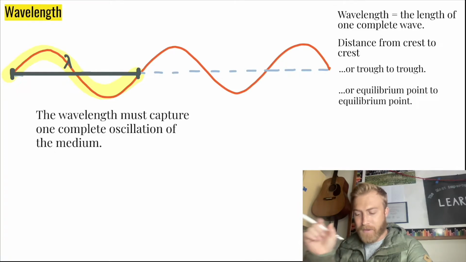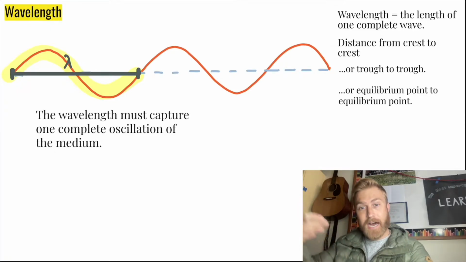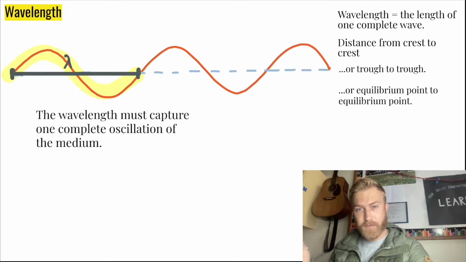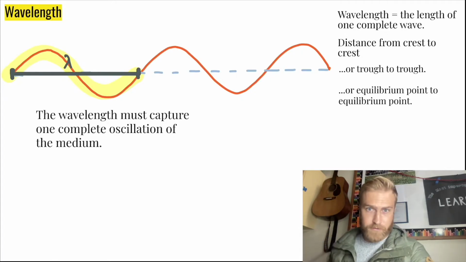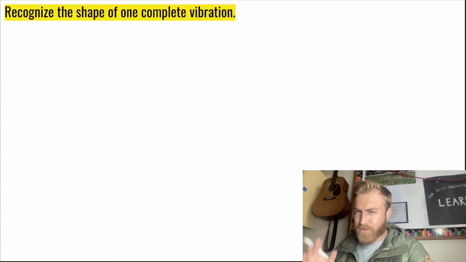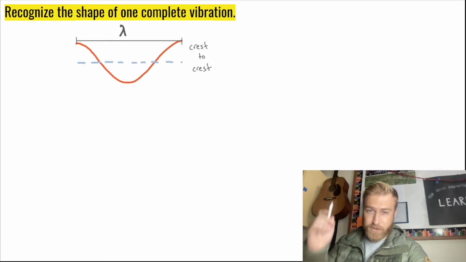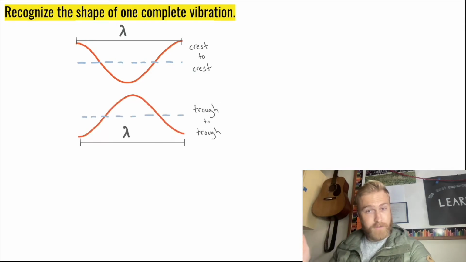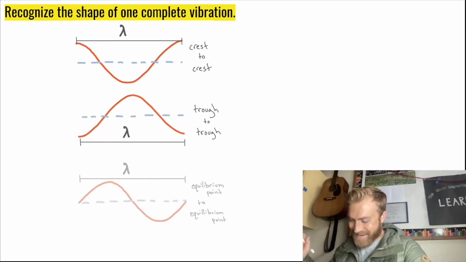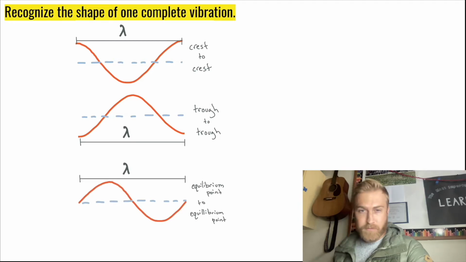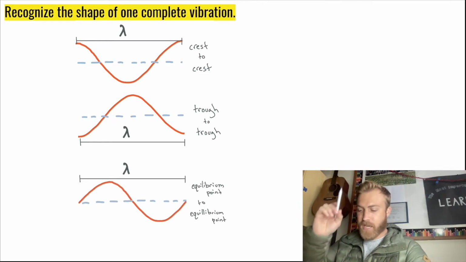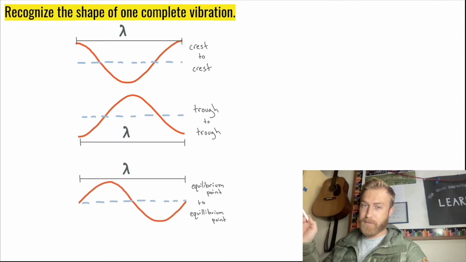Now, the wavelength must capture one complete oscillation of the medium, one complete vibration of whatever substance the wave is traveling through. Now, I want you to recognize the shape of one complete vibration. So if you vibrate from crest to crest, you have a shape that looks like that. From trough to trough, looks like that. And from equilibrium point to equilibrium point, you see that S shape. And note that in each case, we're dropping below the equilibrium line and going back.